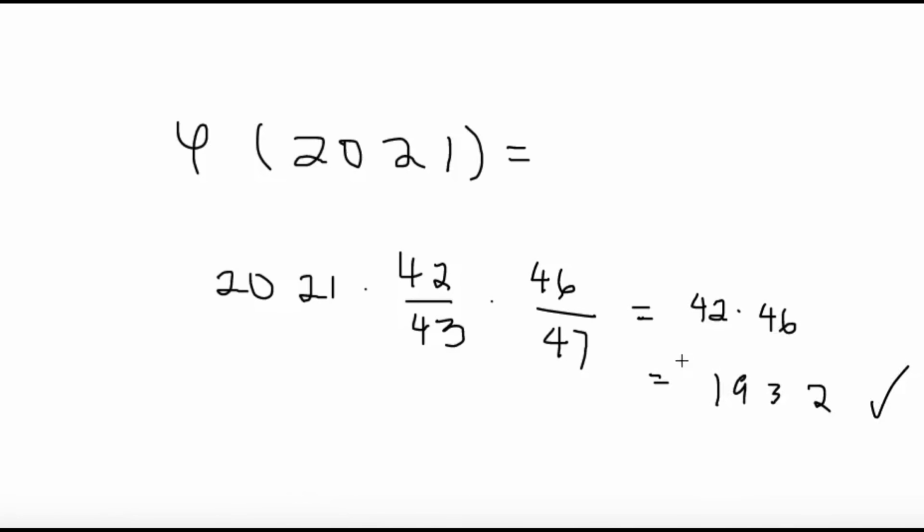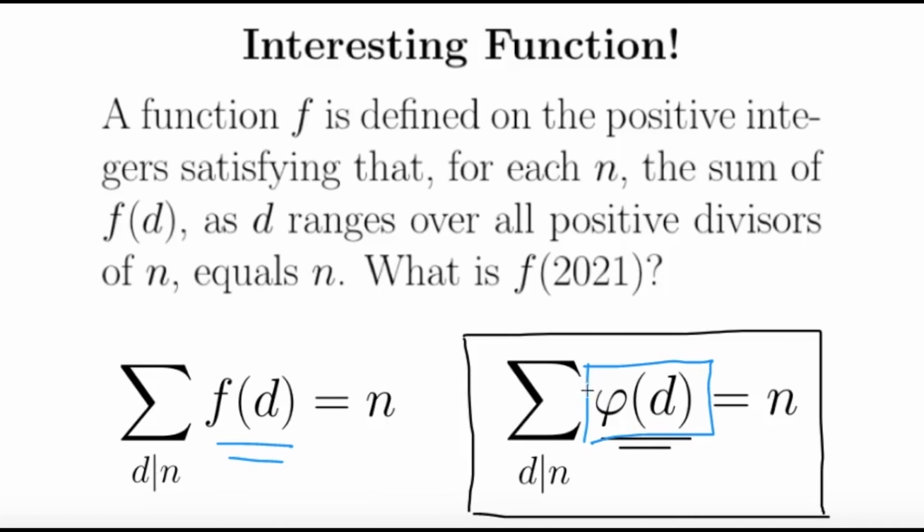So this is another way to solve this item, and as a bonus, you have this additional property: the summation of phi of d, as d ranges over all the positive divisors of n, is indeed equal to n.